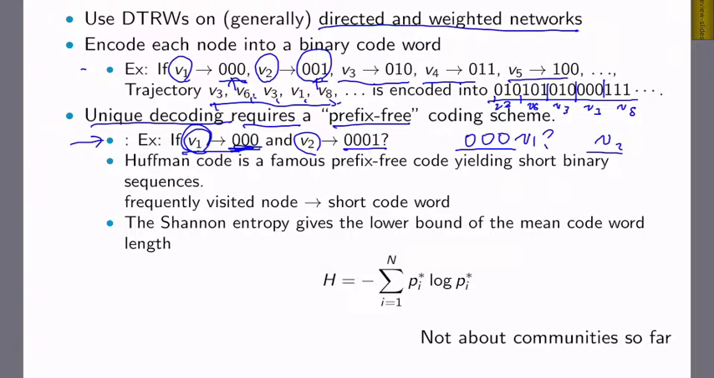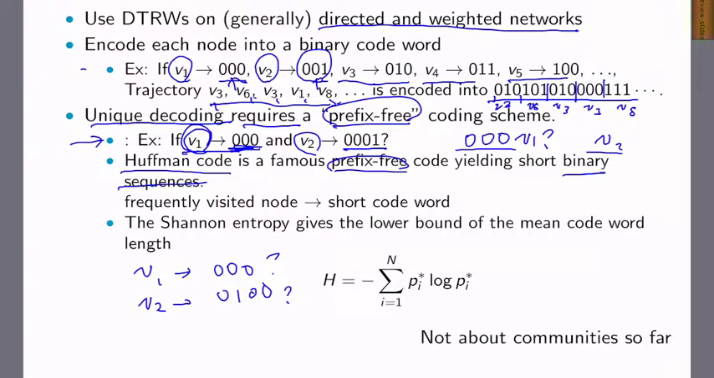There are various ways to do this, but Huffman code is the famous prefix-free code, which yields short binary sequences. The matter now is how to assign the code word for each node, 000 or 0100, whatever. We have choices as long as the whole code system is a prefix tree. The idea here is that a frequently visited node should use a short word. It appears many times, so it should use a short code word.